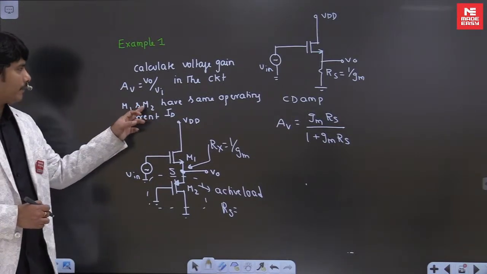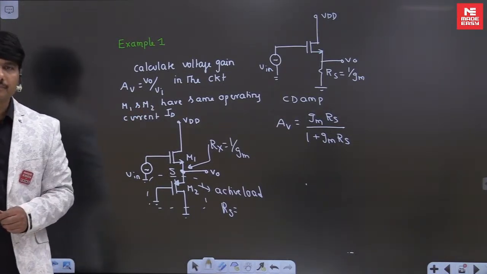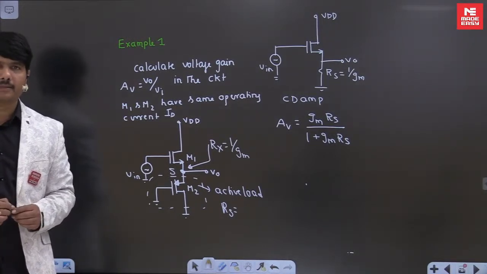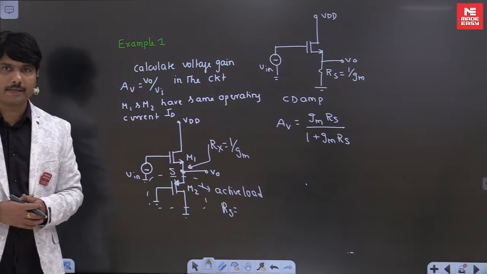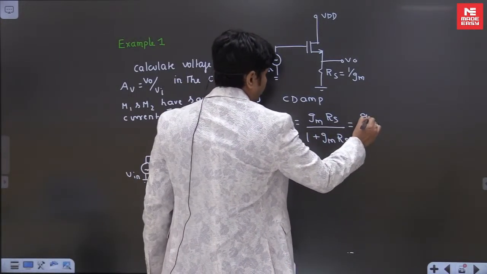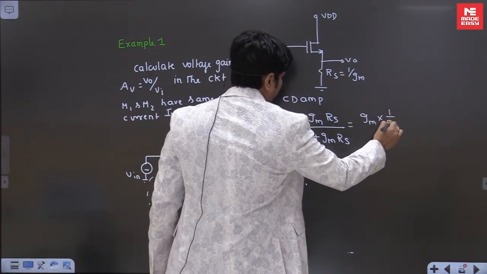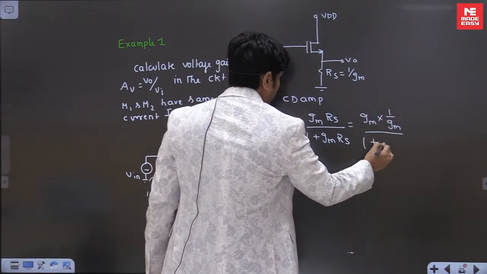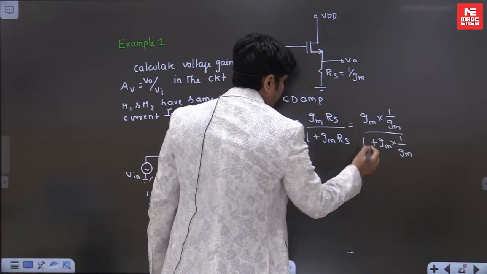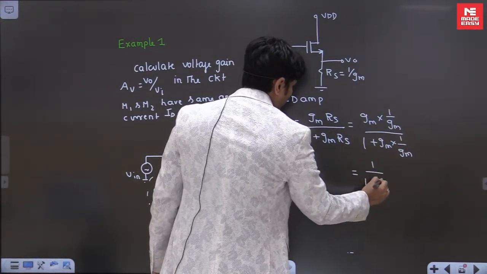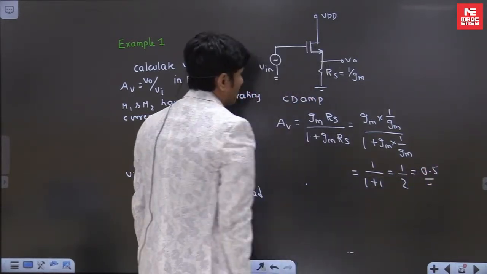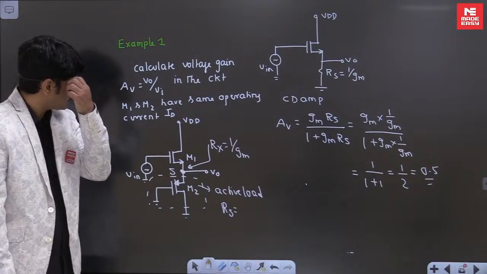And he said that M1, M2 have the same operating current. Same operating current at same biasing conditions means the GMs are the same. That is the meaning here. GM will be the same. So GM into 1 by GM, divided by 1 plus GM into 1 by GM. So the answer will be 1 by 1 plus 1, which is 1 by 2. The answer is 0.5.